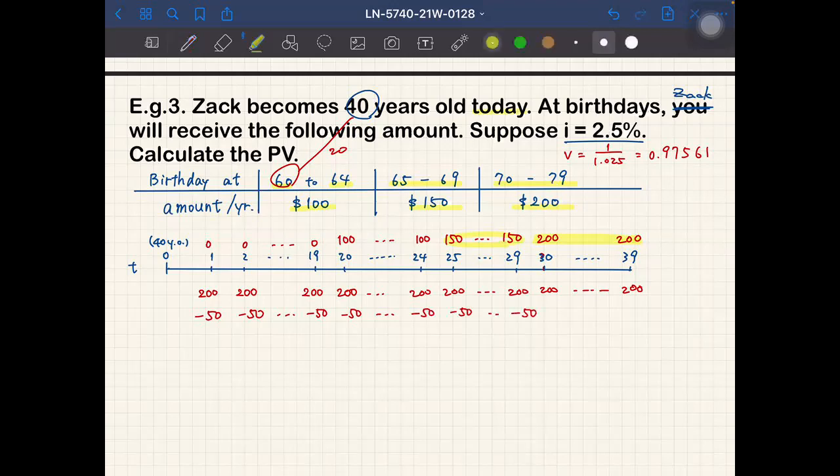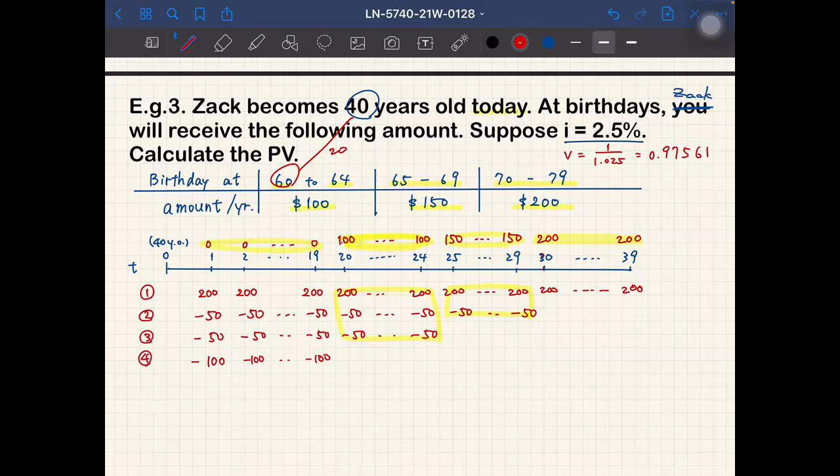Then we matched this 150 block. The next one is 5 payments of $100. So again we subtract $50, but this time for 24 years. And now we matched this part, then $0. That is $100 less than this 100. So negative 100, negative 100, negative 100. So now we think about just 4 sequences of payments.